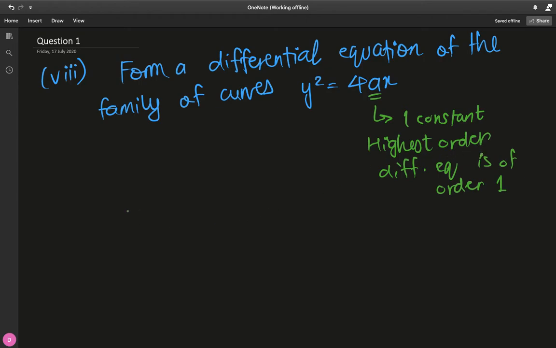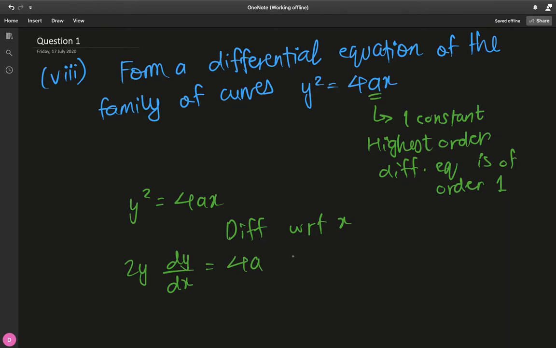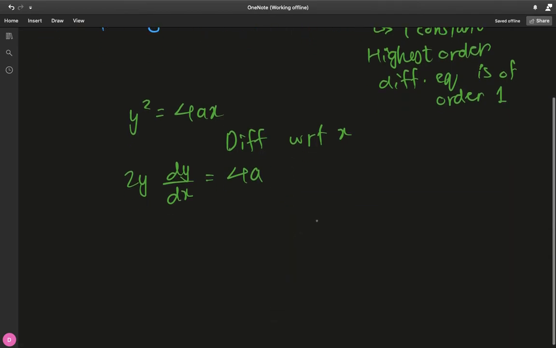So in any case, we have y squared is equal to 4ax. Let's differentiate both sides with respect to x. So we have 2y times dy over dx is equal to 4a. But the thing is, our differential equation should not have constants. We need to get rid of the a. So how will we do that?